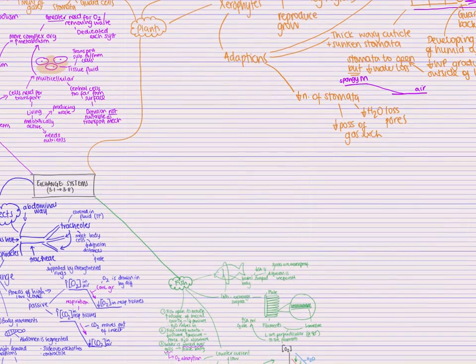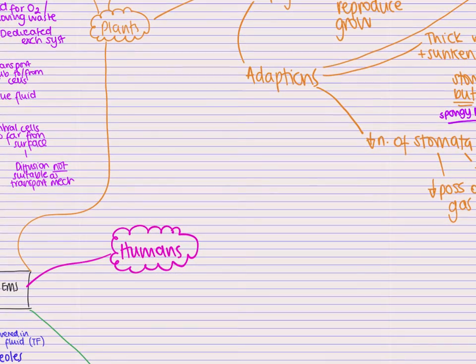And we're going to start, I'm going to use this nice hot pink colour. I'm going to start by looking at the need for exchange systems. So this pink stuff is all the human. And the need for exchange systems in humans is really because we are very complex. And in being complex, we are highly metabolic.